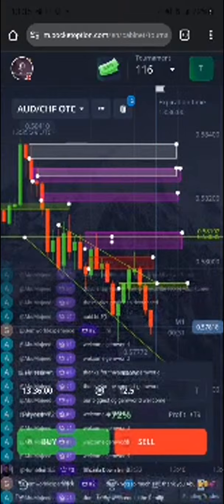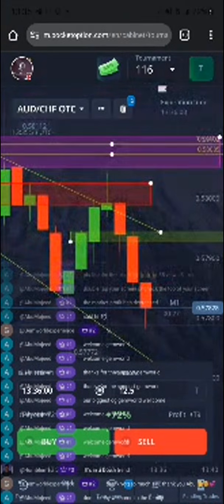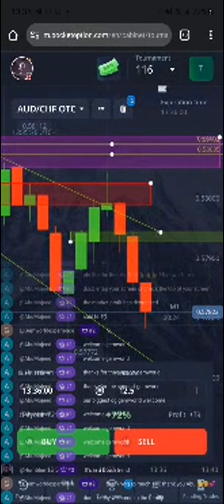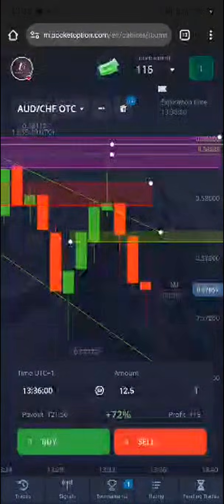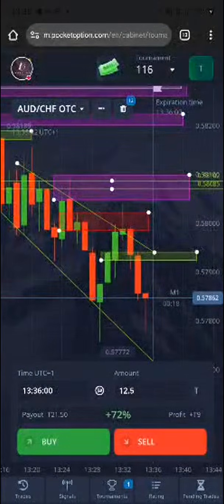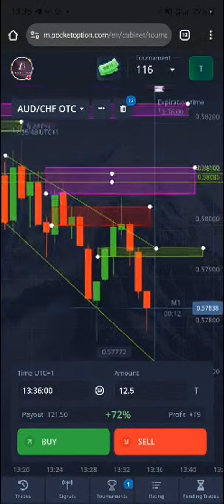But we are heading towards the buyer's entry, and the buyers may come in here. Buyers may come in down here. You understand? So I'm expecting the buyers to come in. I'm expecting the buyers to come in down here. So if the sellers come down here and close here, this will be a very good place to take a trade.